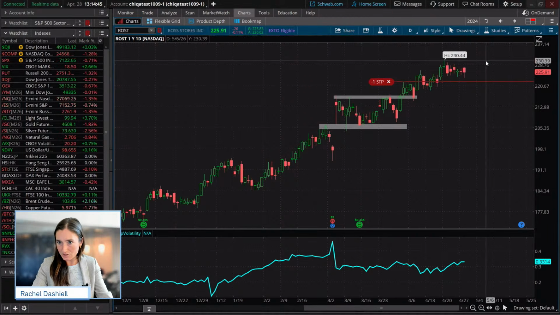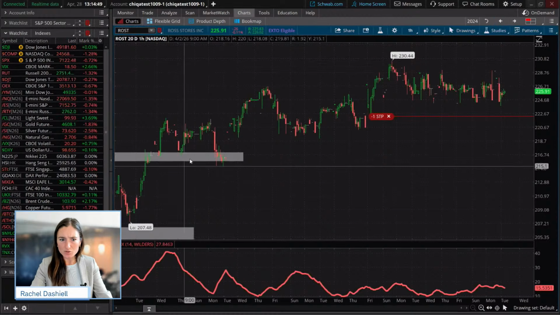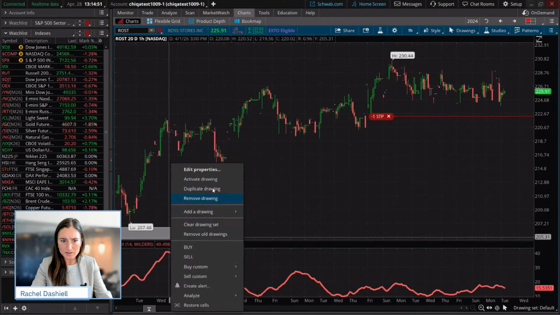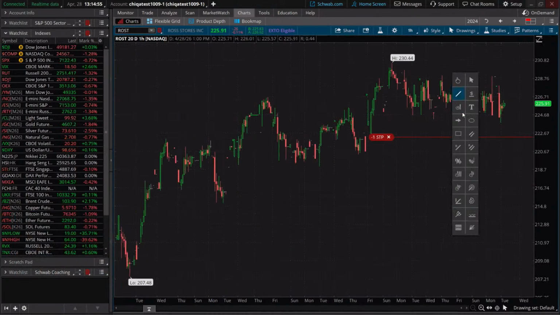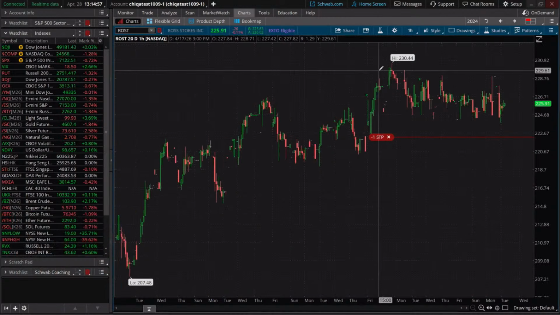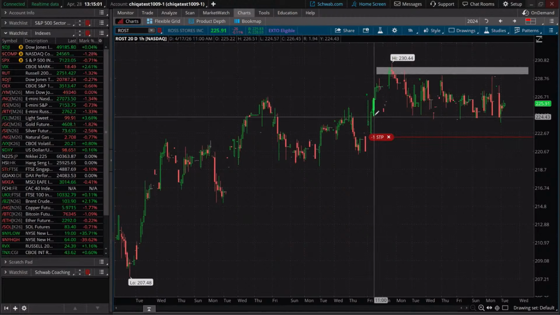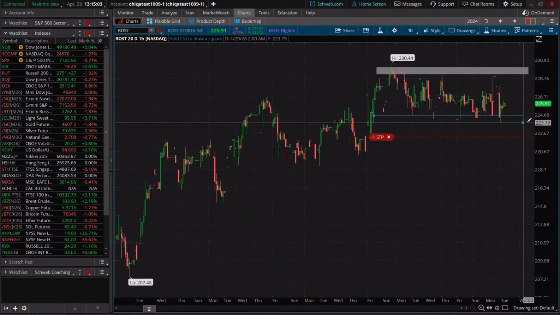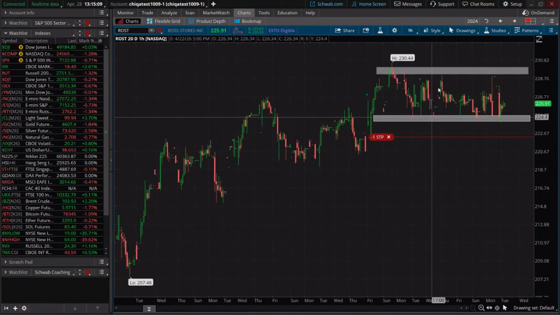So you have this little range here, and we can look at this on a shorter term, and I'll show you guys what this looks like. Okay, we're going to hide some of these things. You can see how tight this range is. So this is from, let's say, 230 down to 224. Okay, so that's about a $6 range that this stock is trading in.